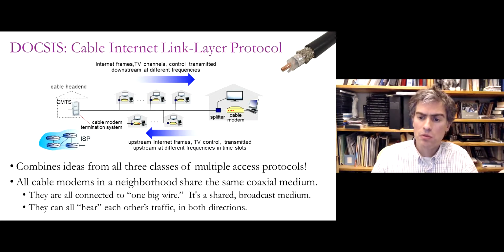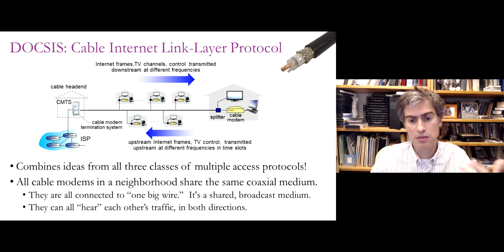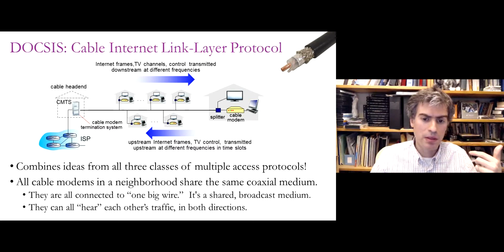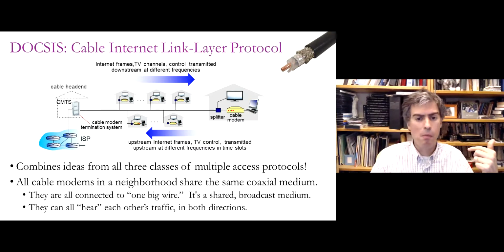When your computer sends data to, let's say Gmail, all of the other cable modems in your neighborhood see that data, although they're not designed to reveal that data. And of course, the data also should be encrypted end to end, which we'll talk about later on. So it doesn't really matter that they see it, but they are all sharing that same channel. They hear each other's traffic, both upstream and downstream.